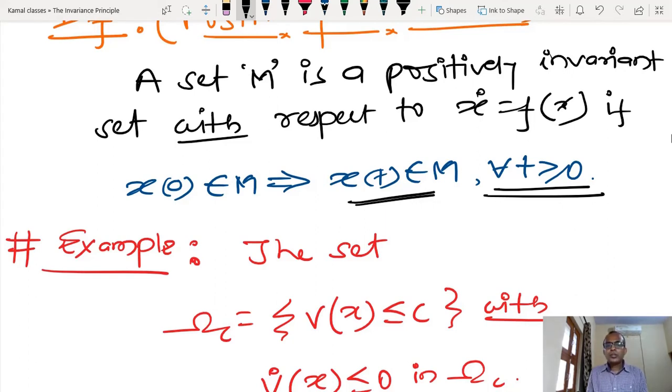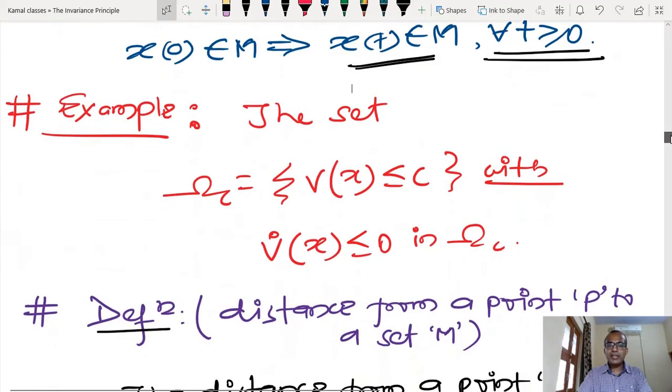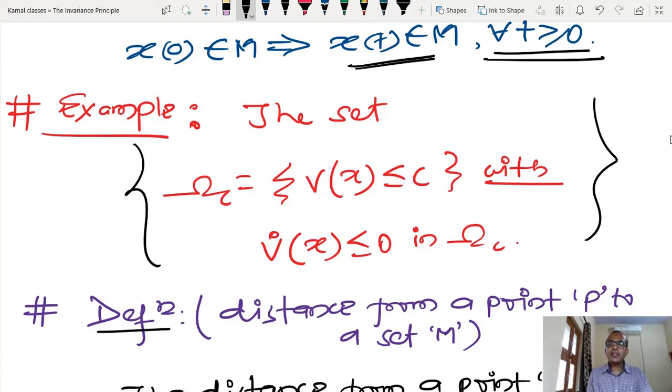Now if you see the Lyapunov set, we have already proved this. This is positively invariant. So here this set is positively invariant. It means that if you are trapped inside this set V(x) less than or equal to C and V dot(x) less than or equal to 0, then you are not going to leave this set. Does anyone have confusion? We have already proved this also.